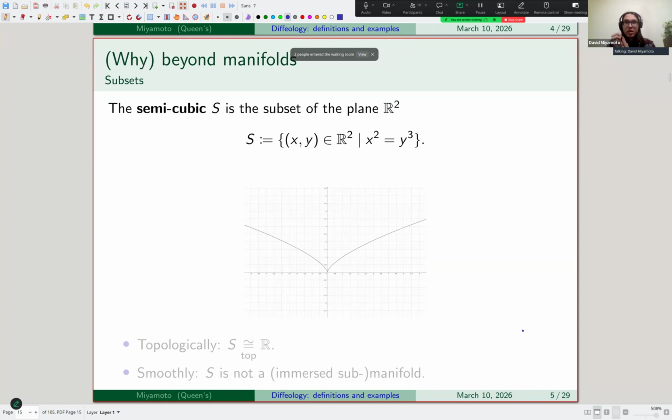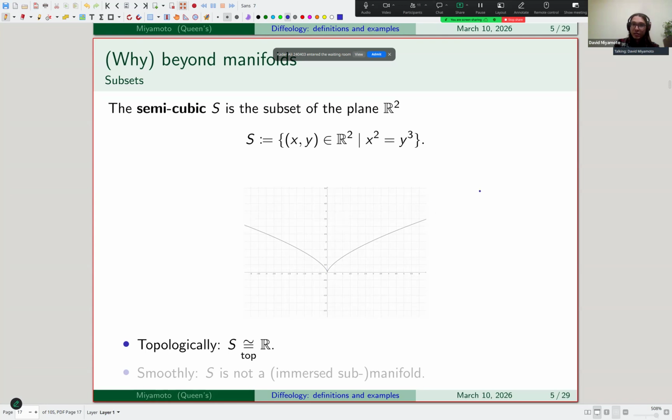So here's a subset that appears in maybe algebraic geometry, which would be zero sets of polynomials. This one is called the semi-cubic, and this is a subset of the plane with the equation x squared equals y cubed. So the zero set of x squared minus y cubed. And it looks like this. We have the cusp here, sorry. And of course, again, topologically, this is just homeomorphic to R.